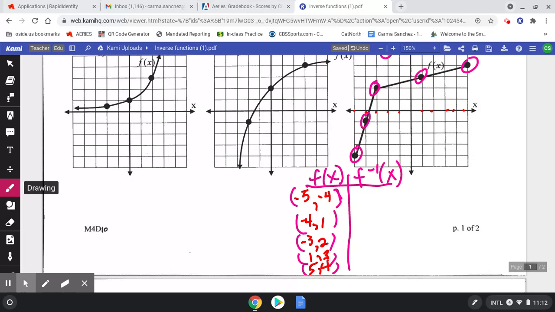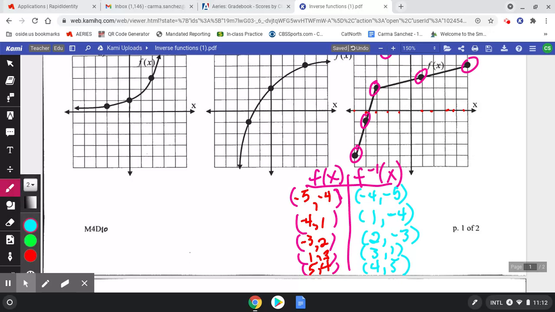Okay, so taking the negative 5, negative 4, it's now going to become negative 4, negative 5. Taking the negative 4, negative 1, it becomes negative 1, negative 4. Taking the negative 3, 2, it becomes 2, negative 3. This becomes 3, 1. This becomes 4, 5. Notice that I just completely switched the x and y values. I did not change any signs or do anything weird. These are my new dots of f of negative 1 of x.